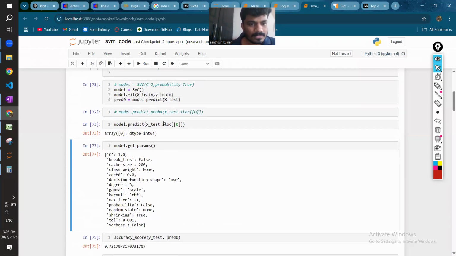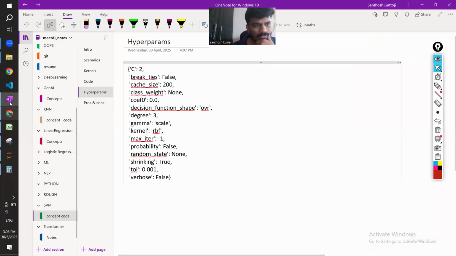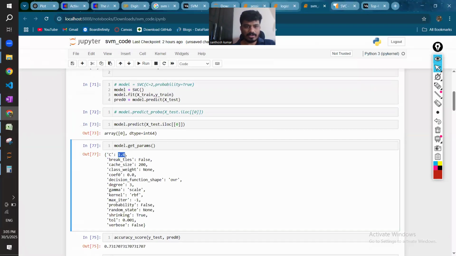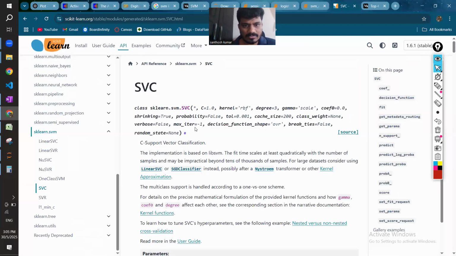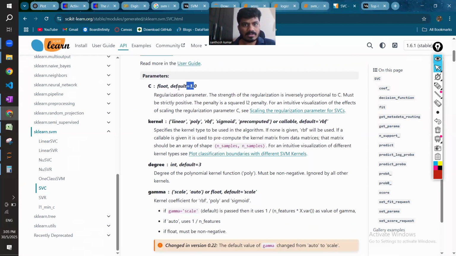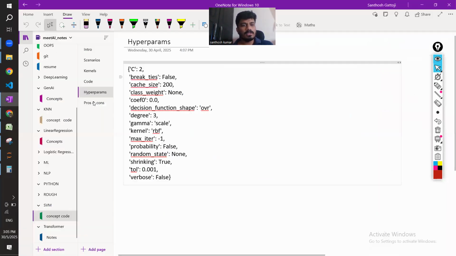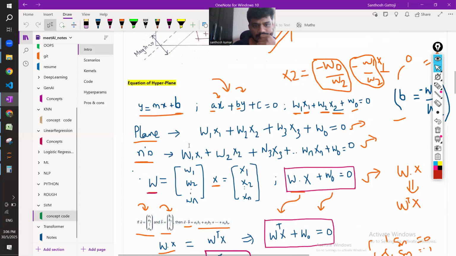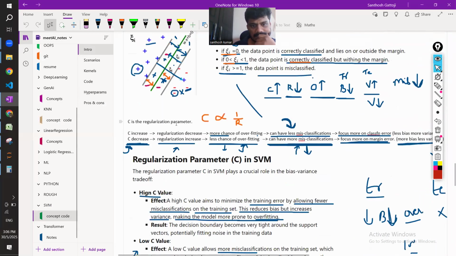Now going to the hyperparameters, I have noted these down over here. By default, we don't give anything, and it has taken one. But why? Because C is a regularization parameter, and it is inversely related to regularization. That means if you increase C, regularization will decrease. And if you decrease C, regularization will increase.